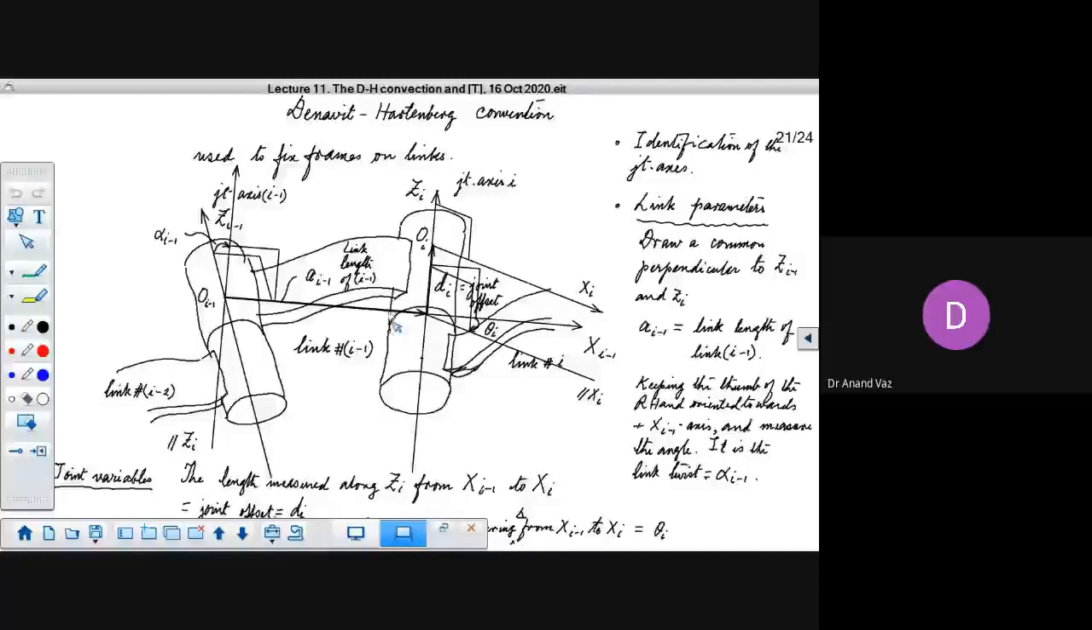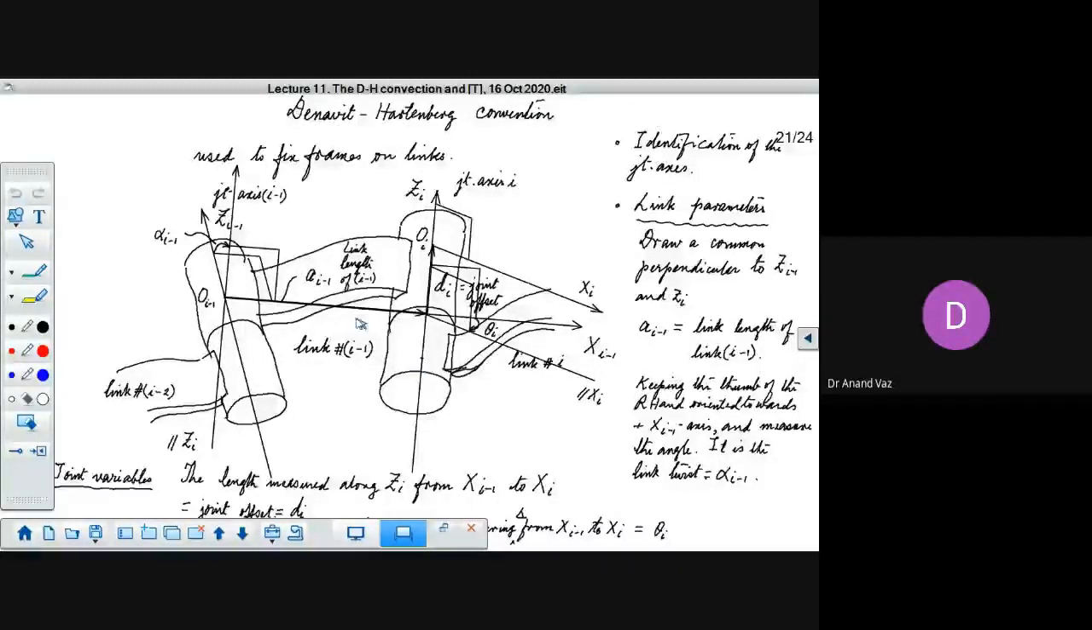In case the axes Zi minus 1 and Zi are not skew, that means if they are parallel, in that case we would have an infinite number of perpendiculars. But all these common perpendiculars would have the same length. We have taken a very general case where they would be skew: the axes Zi minus 1 and Zi would be skew.